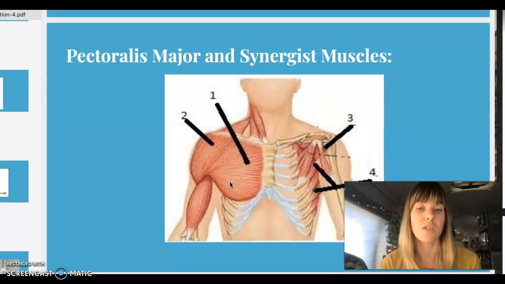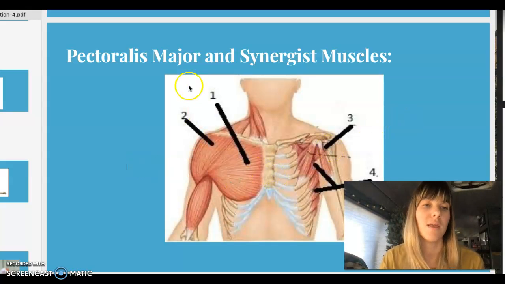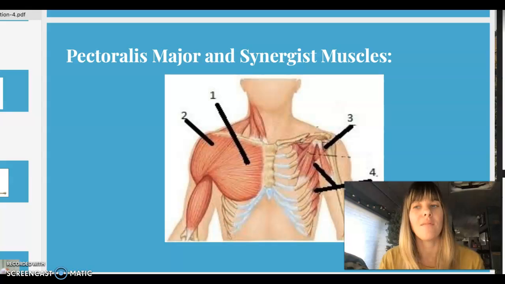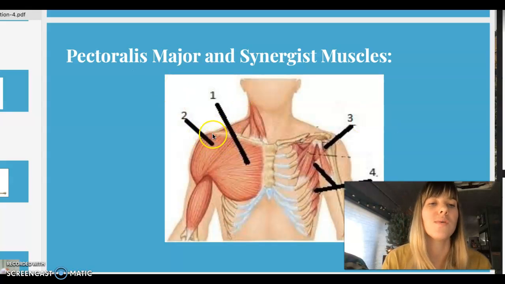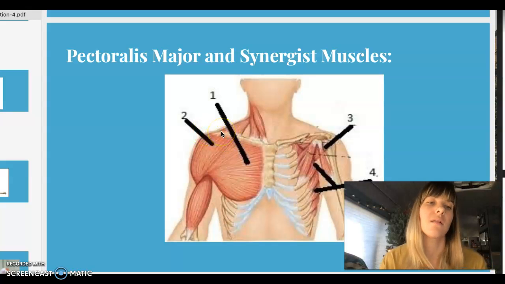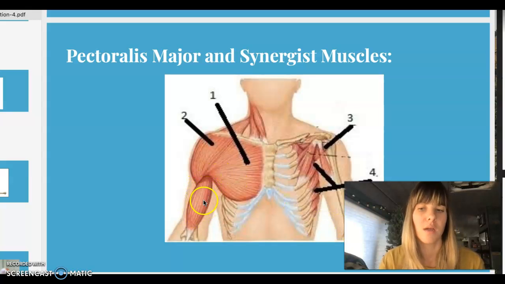So the synergist muscles are not just one, there are 3 of them. The first is the pectoralis major, which is labeled number 1 right here. This is the pectoralis major. And then we have the clavicular head, and the coracobrachialis, which I always say wrong. Say that 5 times fast. It lands right around where number 2 is, but just slightly above, because this right here is considered our deltoid. And then we have the biceps brachii, which is right here as well.